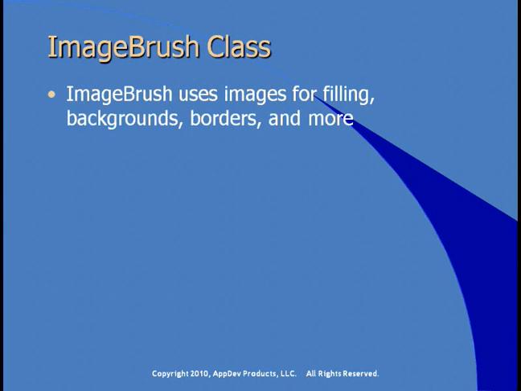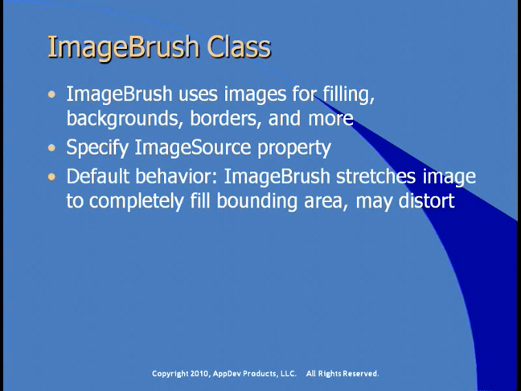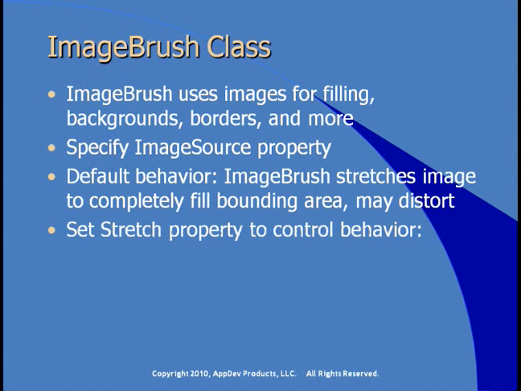The image brush class uses images for filling, backgrounds, borders, and more. You need to specify the image source property, and then you get an image. The default behavior is for the image brush to stretch the image to completely fill the bounding area, and that may distort the image. You can set the stretch property to control that behavior.